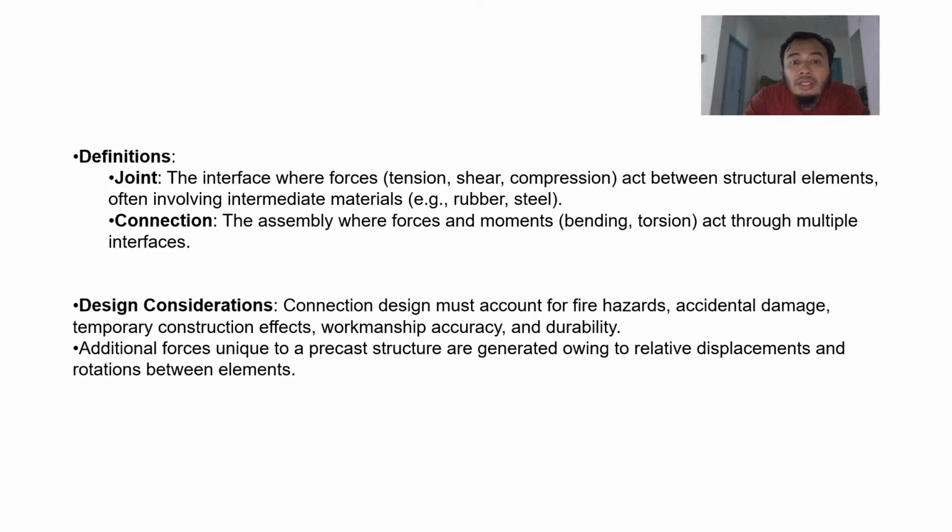So in design consideration, connection design must account for fire hazard, accidental damage, temporary construction effects, workmanship accuracy, and durability. So we're going to go through this in the design. Additional forces unique to a precast structure are generated owing to relative displacement and rotation between elements. So there are extra unique forces generated due to displacement or rotation between the elements. For example, beams have end rotation, so there are additional forces there. So you need to design for those forces also.